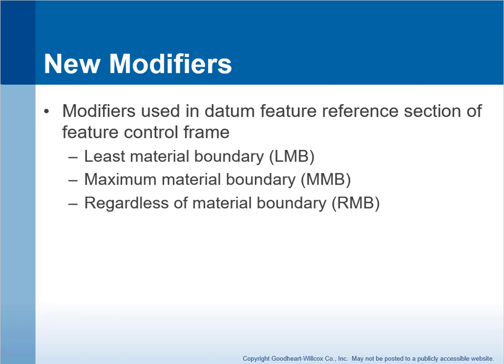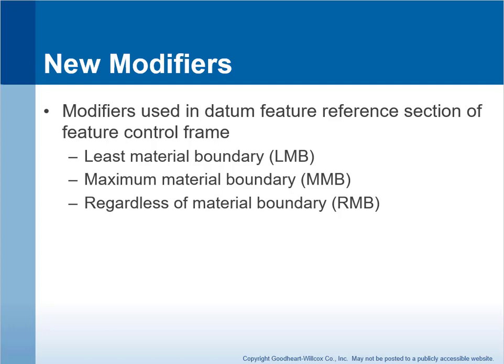Okay, modifiers. We're going to talk a lot about modifiers. I just want to introduce the concept here, but we're going to be talking about modifiers a lot in this class, so don't let this confuse you too much right now. Modifiers are used in the datum feature reference section of a feature control frame. They can be least material boundary, maximum material boundary, or regardless of material boundary. These modifiers help define the function of the part and help refine the tolerances for the geometric controls that we're going to be using.